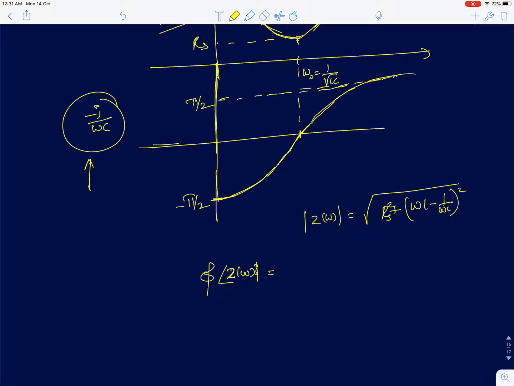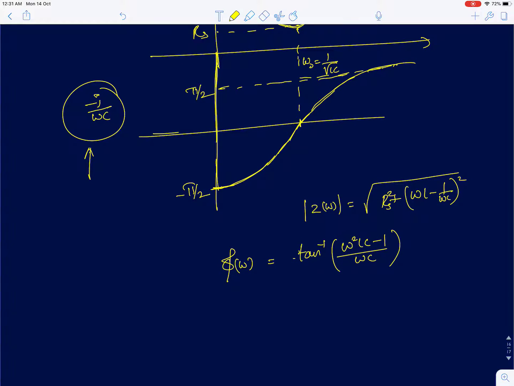and the phase of Z of omega, I'll simply call it phi of omega, is going to be tan inverse of (omega squared LC minus 1) by omega C, divided by R_S. Now in this term, when I make omega equal to 0, the numerator becomes minus 1 by 0, it's minus infinity, so the phase will be minus pi by 2. And when omega tends to infinity, this function will be plus pi by 2, since tan inverse of infinity is plus pi by 2. And at the resonant frequency, omega equals omega naught as 1 by root LC, you get 0 phase.